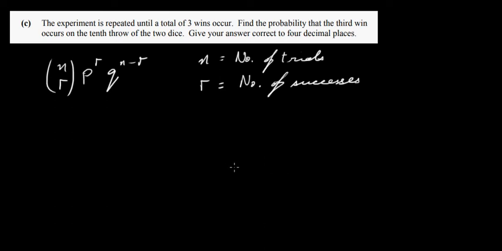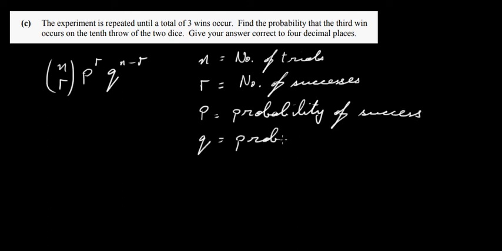So if we want the probability of two successes out of 10, r would be 2, and 10 would be n, for example. Now p then is just the probability of success, and q of failure. Okay, so let's see what we've got in our particular case.